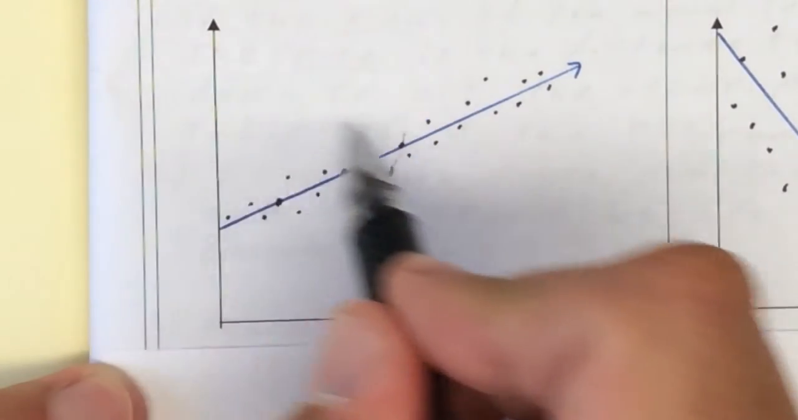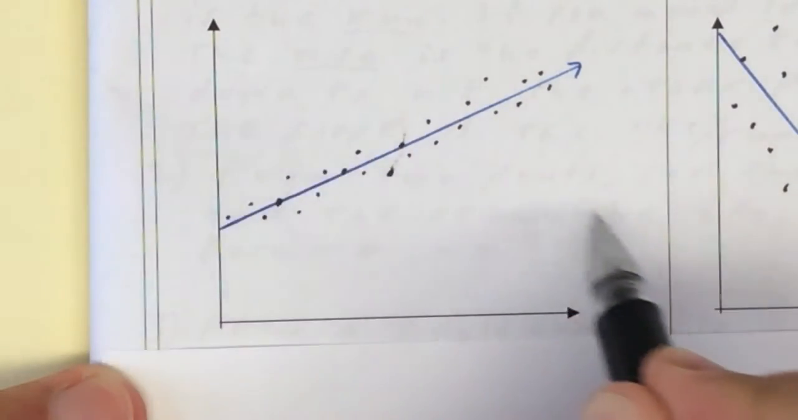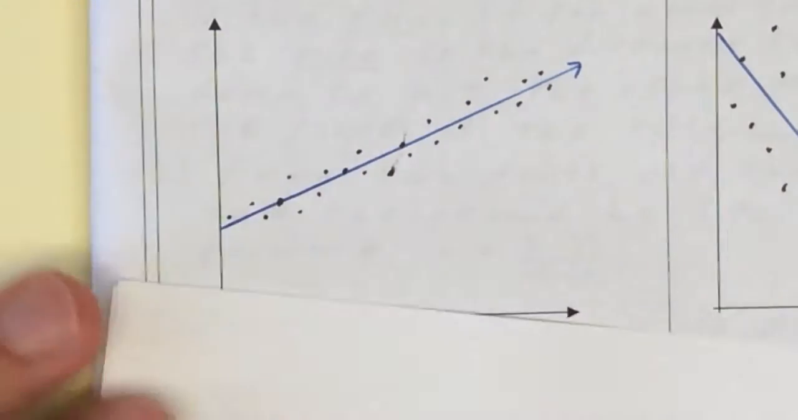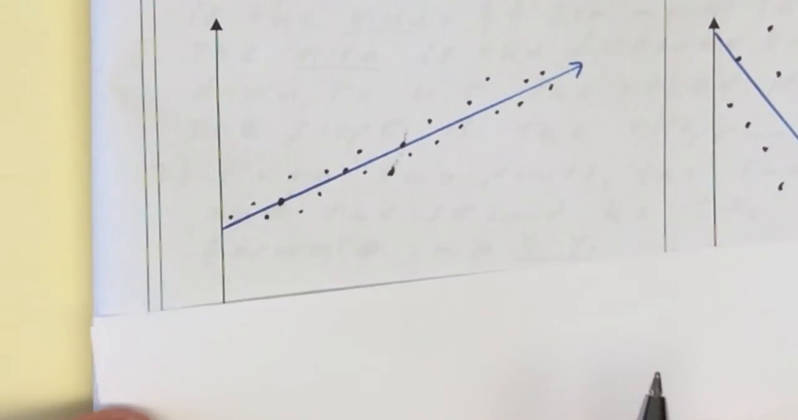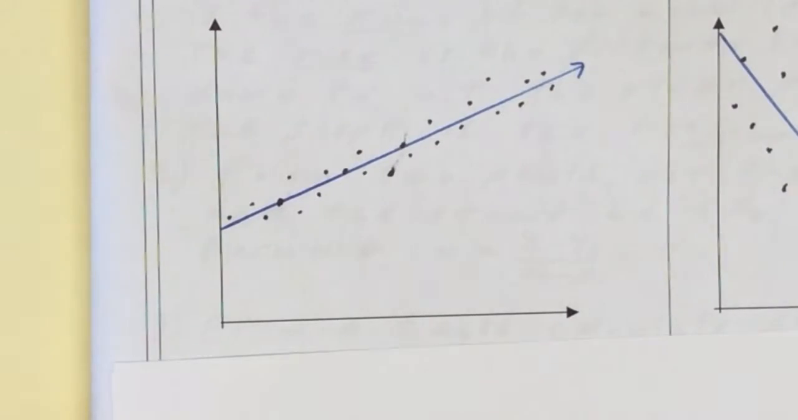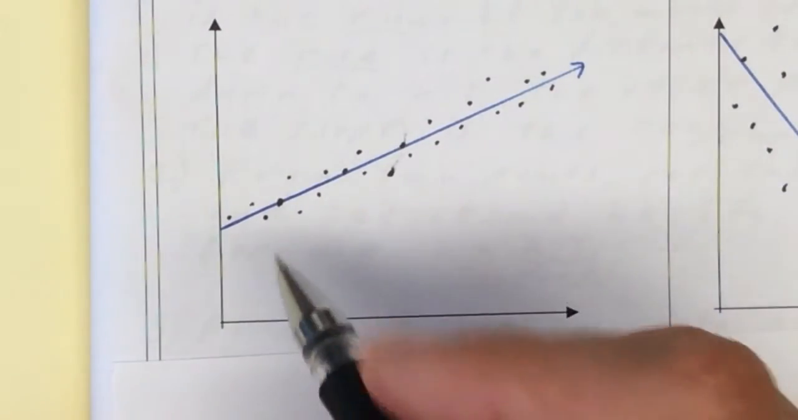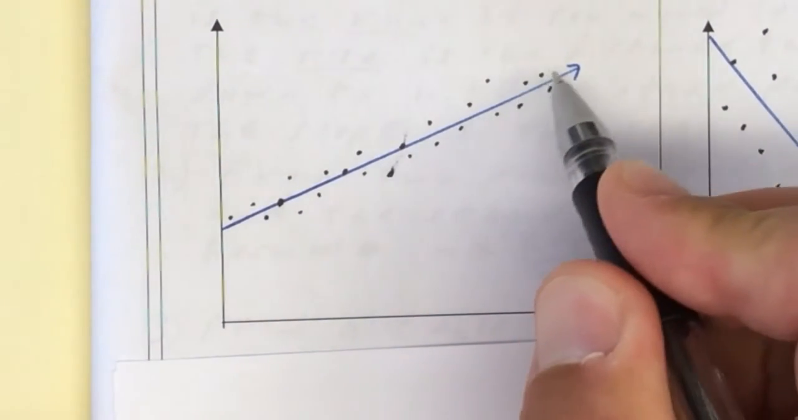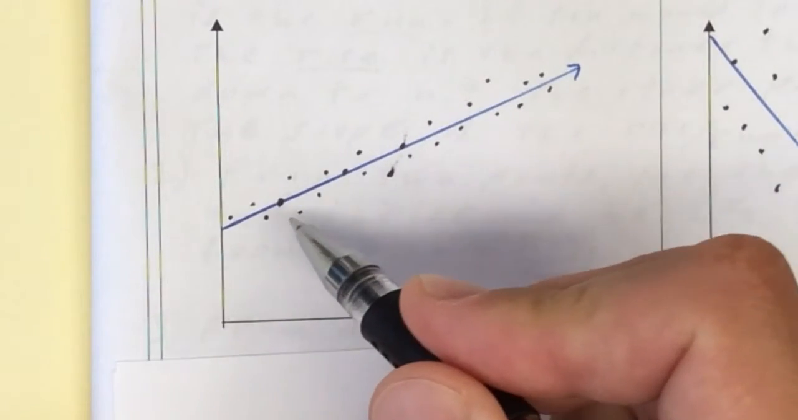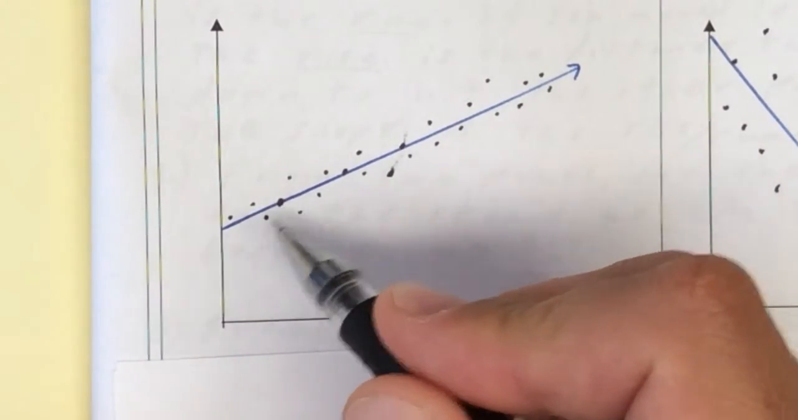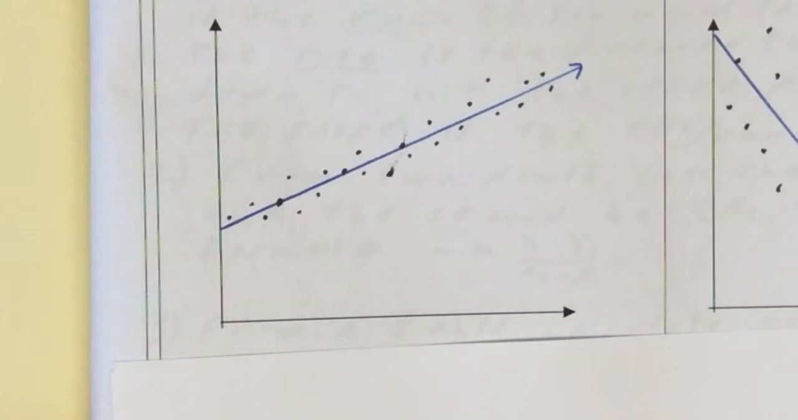Now you could have had the line go this way. There'd be the same number of points above it and below it, if it went something like that. But what you need it to do is also to follow the trend. The trend of this data is going up. So it needs to have the same number of points above and below, and it needs to follow the trend.